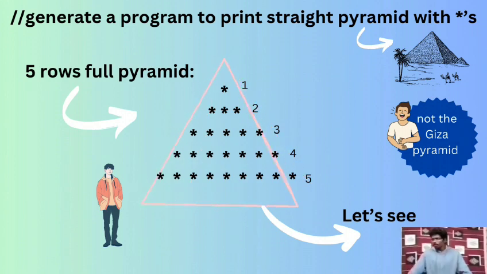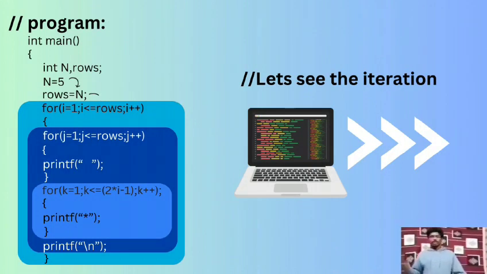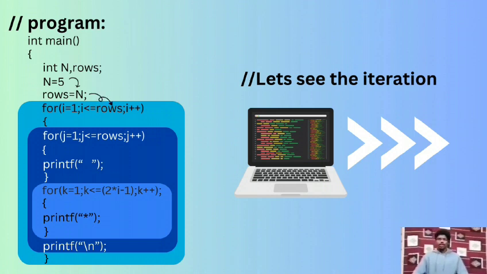And further we're going to see the input for the program, which is int main, the declaration, and int n, rows, which are integer values, and n is equal to 5, we give an assignment, and rows is equal to n, so the n value is assigned to rows.